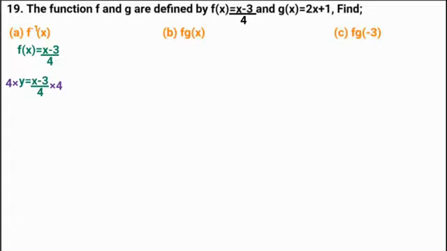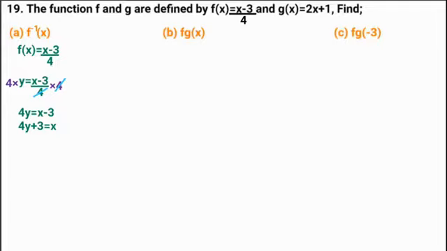So 4 times y will give us 4y, which will be equal to, then we cancel the 4 down there and the 4 on top, leaving us with x minus 3. So 4y is equal to x minus 3. Now at this point we want to make x the subject of the formula. So that means we're going to write 4y, and since the negative 3 will cross the equal sign, it will become positive 3, so it's going to be plus 3, which will be equal to x.